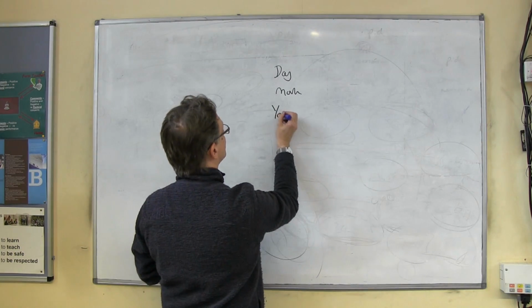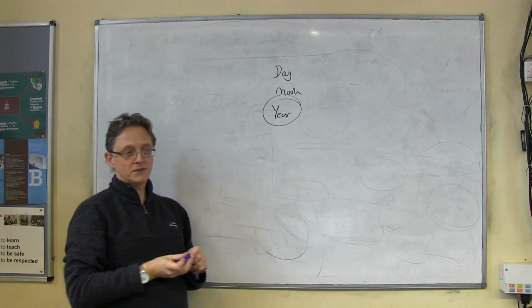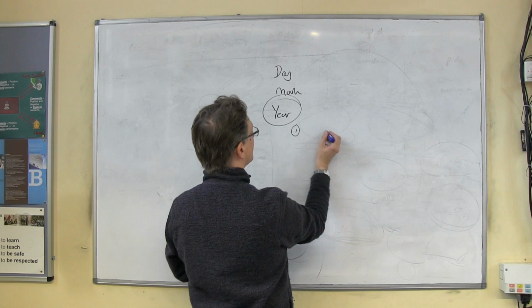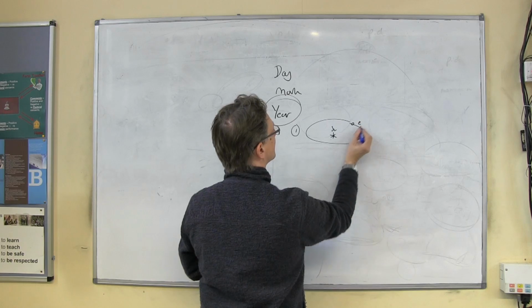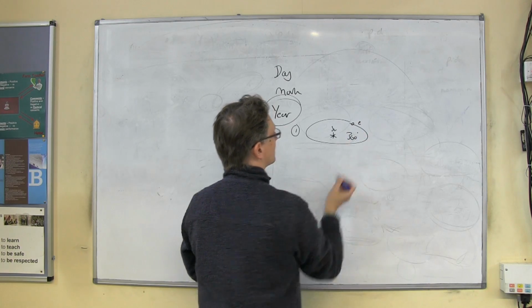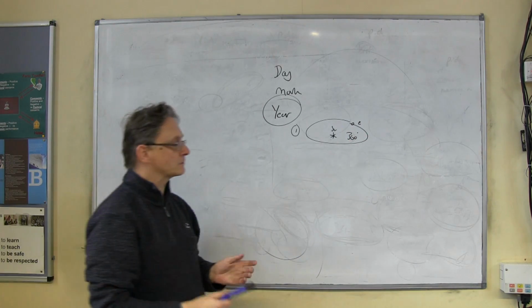To possibly the simplest one, which is the year. So let's have a definition of the year. It might be the time for the Earth to do a 360 around the Sun. Okay?